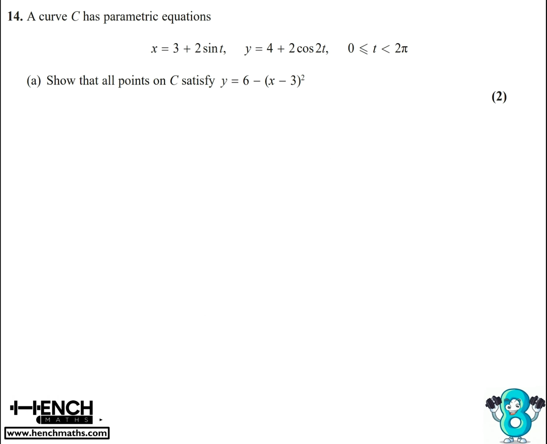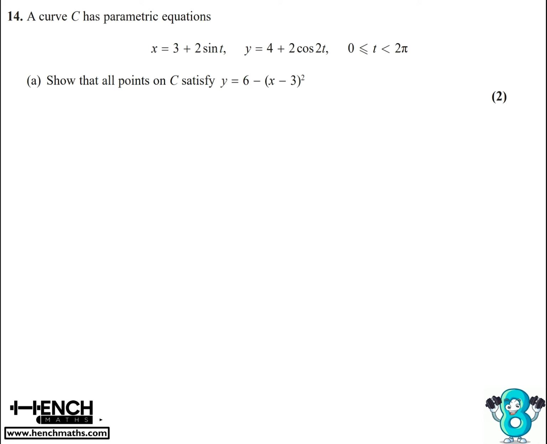Question 14. A curve C has parametric equations x equals 3 plus 2 sine t and y equals 4 plus 2 cos 2t, where t is more than or equal to 0 but less than 2 pi. Part A asks us to show that all points on C satisfy y equals 6 subtract (x subtract 3) squared.